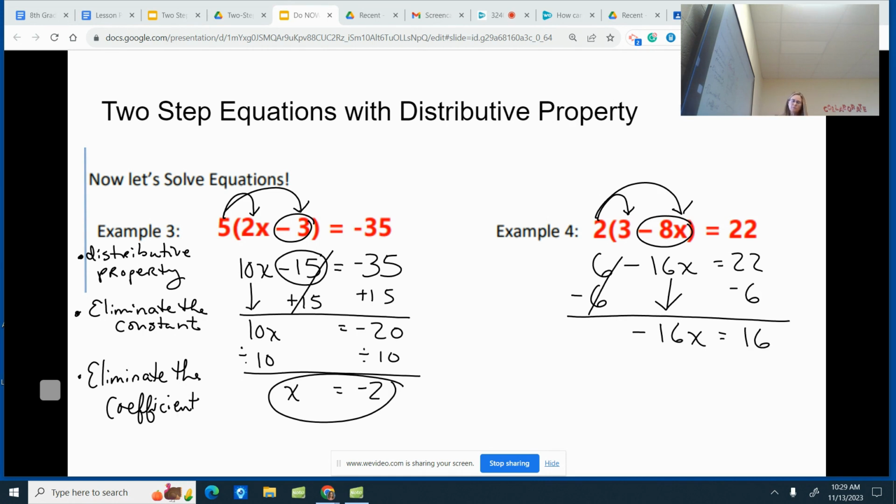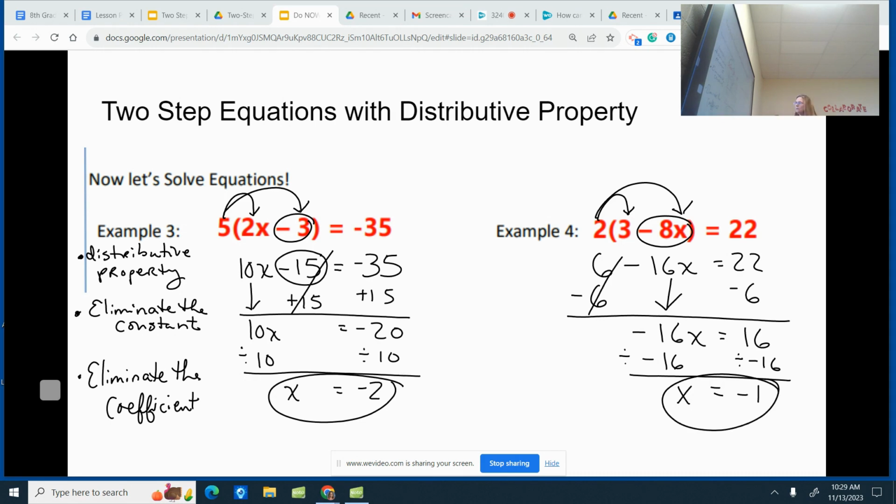Our final step is to eliminate the coefficient. Our coefficient is -16. So we're going to divide by -16. -16x divided by -16. Any number divided by itself is just 1, or 1x in this case. And 16 divided by -16 is -1.